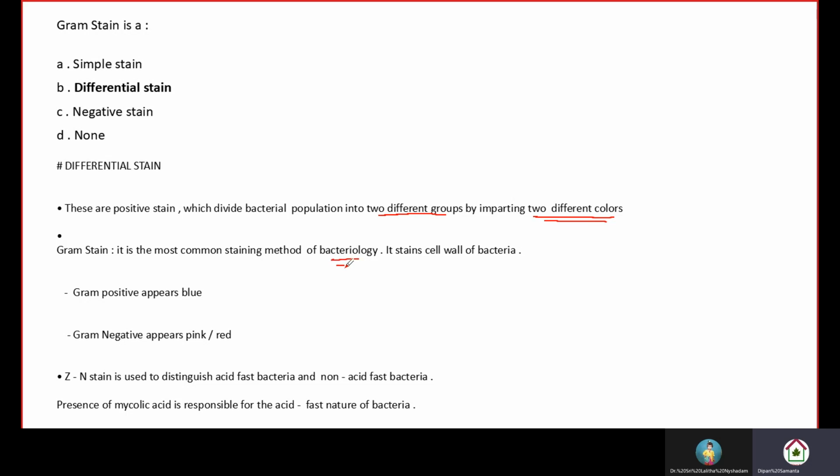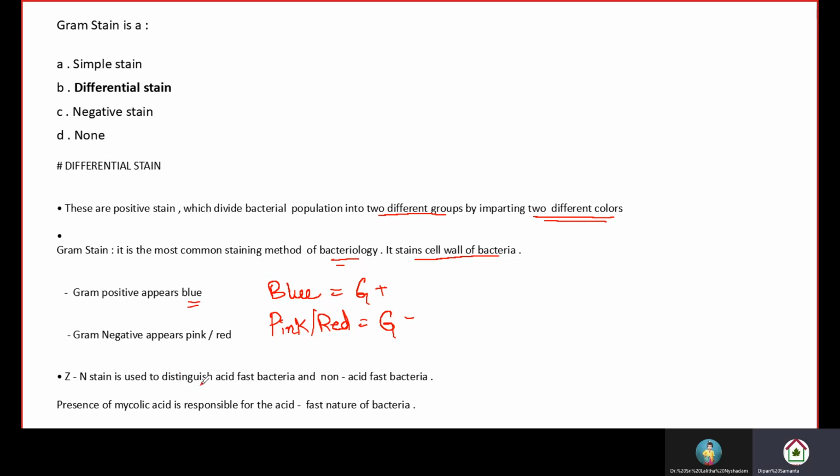As we know, it stains the cell walls of the bacteria. Gram positives appear blue. That means blue color means gram positive bacteria. And pinkish or red colored means gram negative bacteria. So this is how we identify gram positive bacteria and gram negative bacteria by using gram stain.